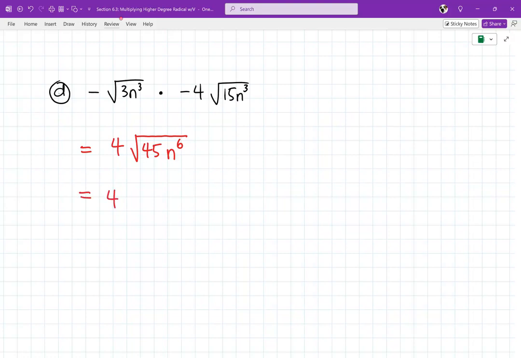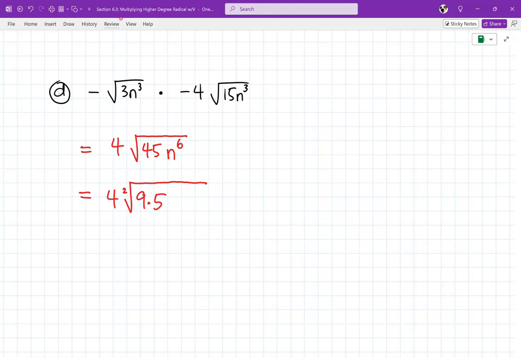What can I break 45 into so that I can take a square root of something from it? What times what works? 9 and 5. Thank you. 9 times 5. Because the square root of 9 does exist. And then what's my index on a square root again? The little number on top of the radical? It is a 2, right?